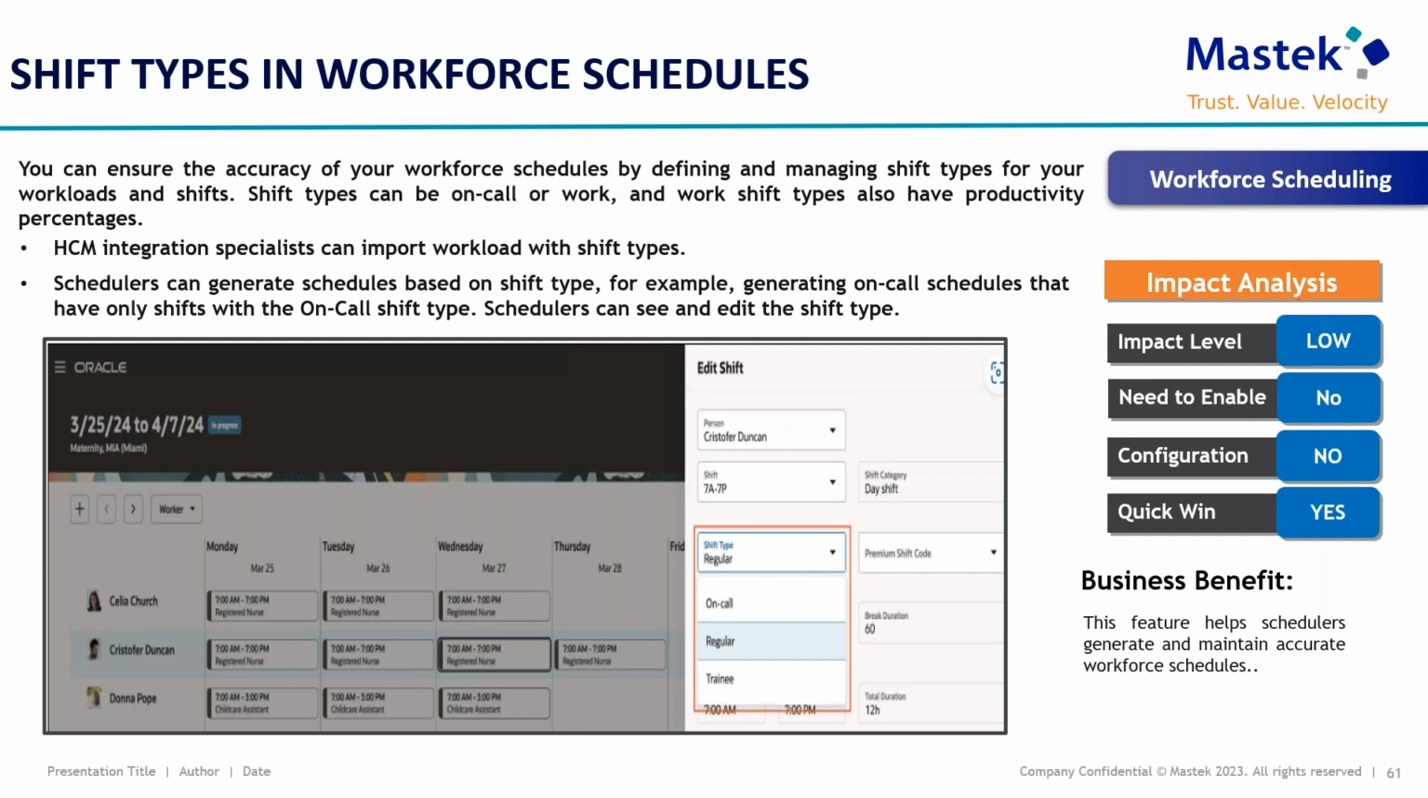So for example, if you select the shift type as an on-call over here, the system will automatically be able to understand in the time and labor module that the shift you performed was on call. So the system is supposed to perform the automatic entry inside the system.